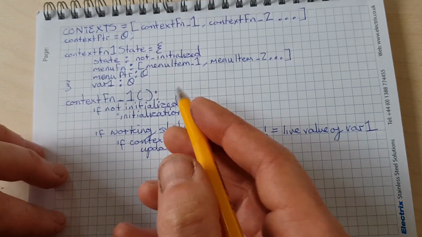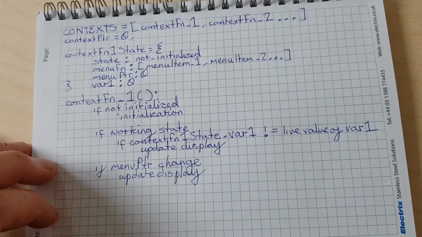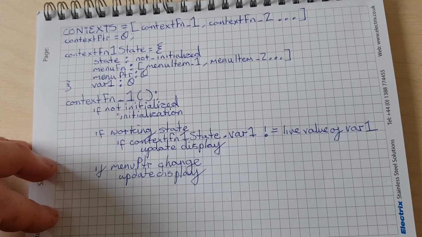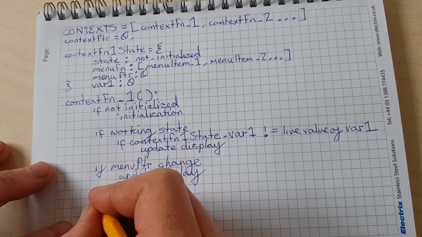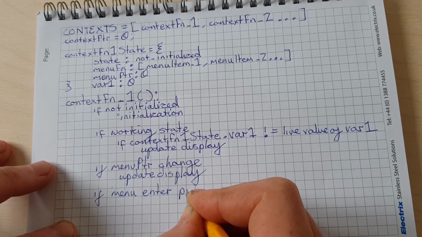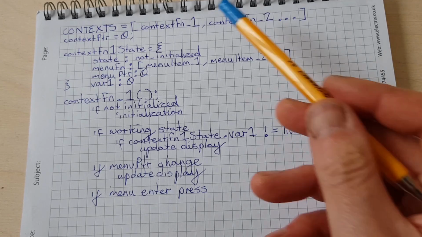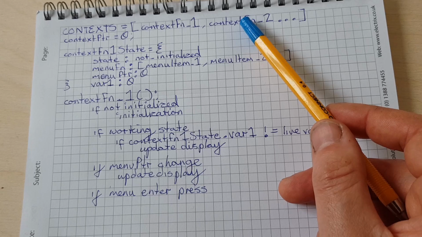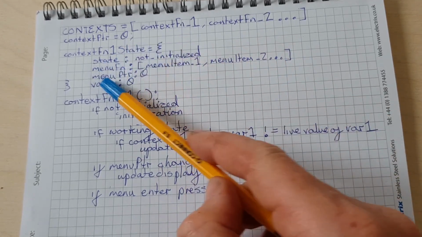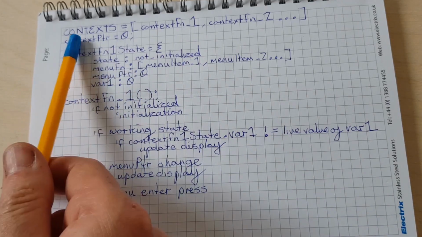The next thing we're going to want to do is to see if the menu item that is selected has changed, as the user is going to want to know what menu item a button press will activate. And then the last thing we need in our function is if menu enter press. So if the user has pressed enter on the menu, we're about to change context. We're going to want to reinitialize the state, stop any processes that are running, and then update the context pointer.